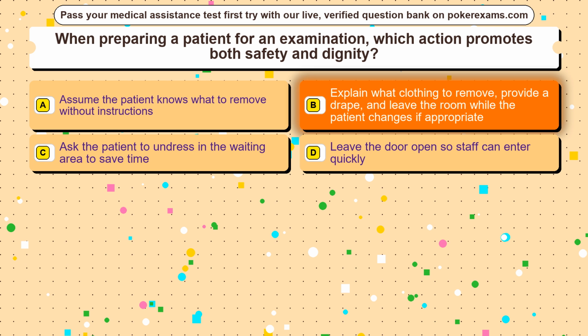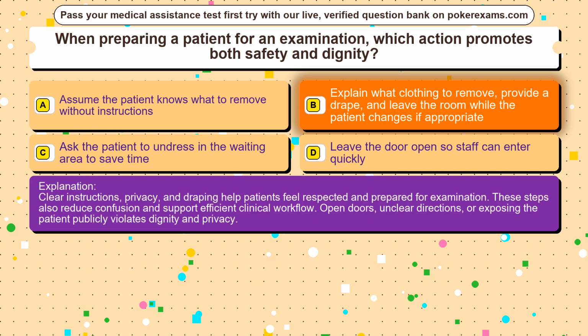The correct answer is option B, explain what clothing to remove, provide a drape, and leave the room while the patient changes if appropriate. Clear instructions, privacy, and draping help patients feel respected and prepared for examination. These steps also reduce confusion and support efficient clinical workflow. Open doors, unclear directions, or exposing the patient publicly violates dignity and privacy.